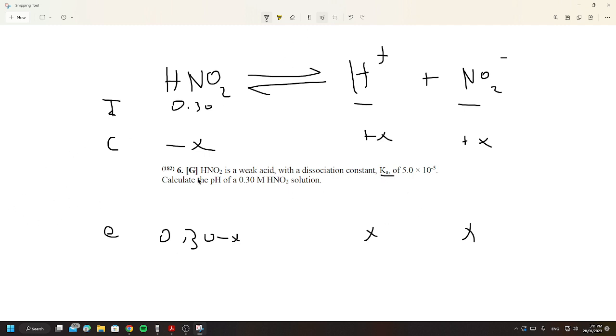So that's going to be Ka is equal to products over reactants, so concentration of H plus times the concentration of NO2 minus over concentration of HNO2. So we can just substitute all these in and equate it to this.